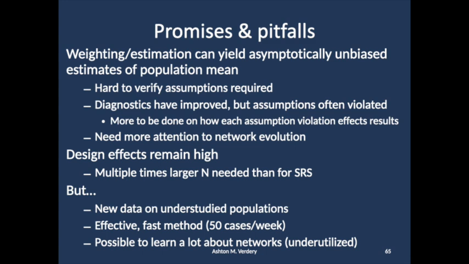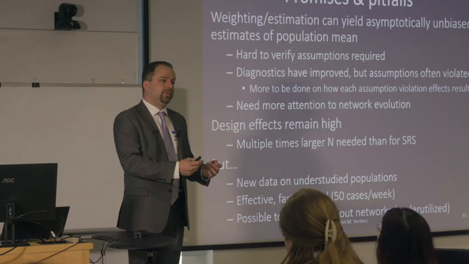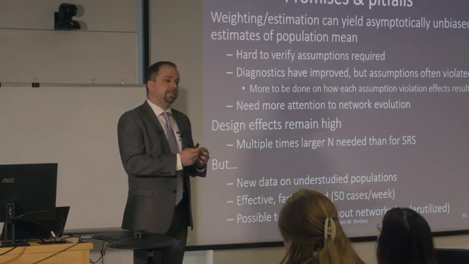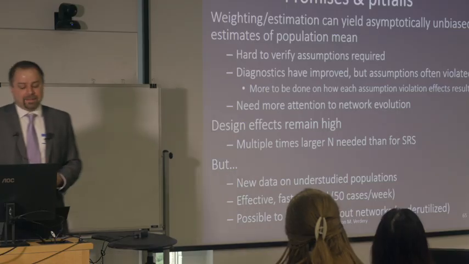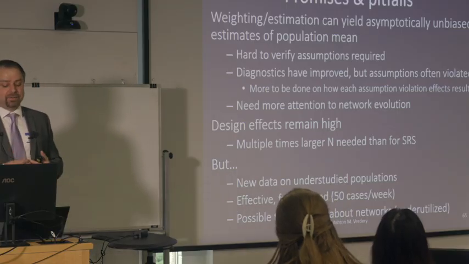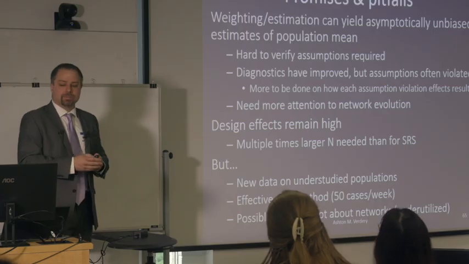So the benefit of RDS is that you can weight the data and create inferences. The big challenge is that it is a highly variable sampling method. Any particular sample you field, the mean estimate that you get from that sample might be far from the true mean in the population. But I think it's exciting, it's fast, it's relatively cheap and effective, and you can learn a little bit about networks from it.